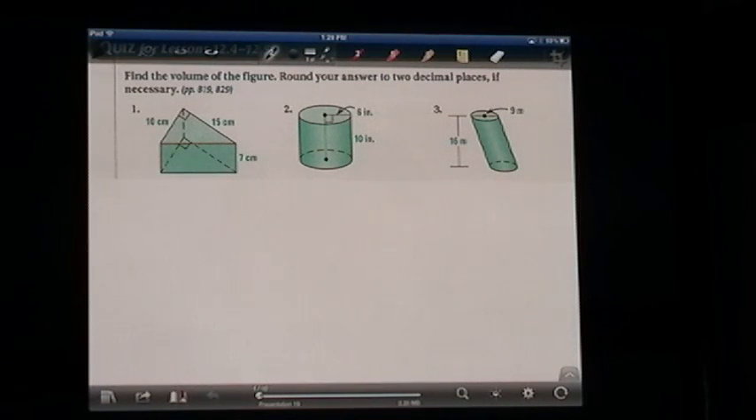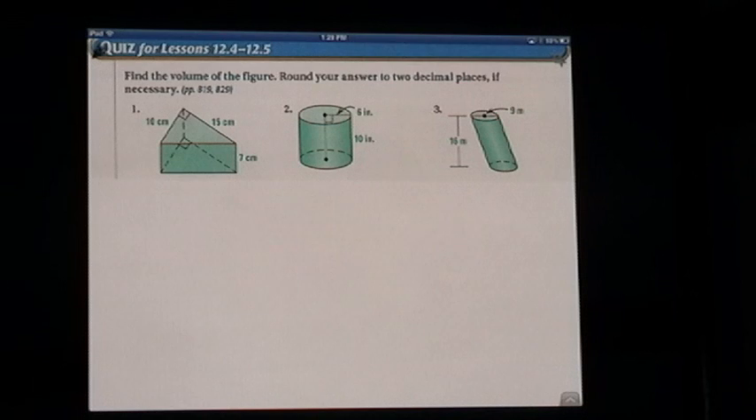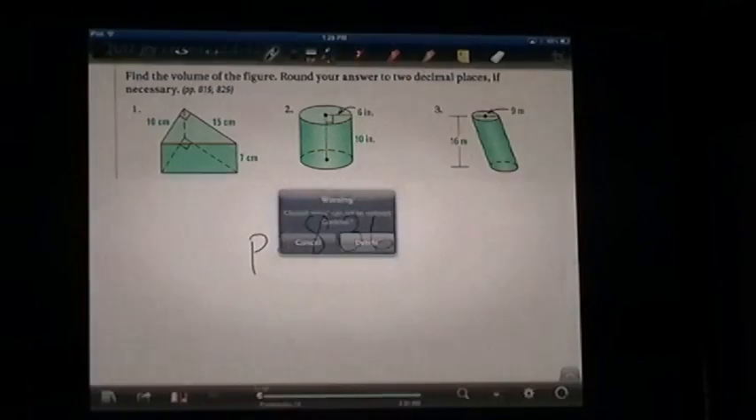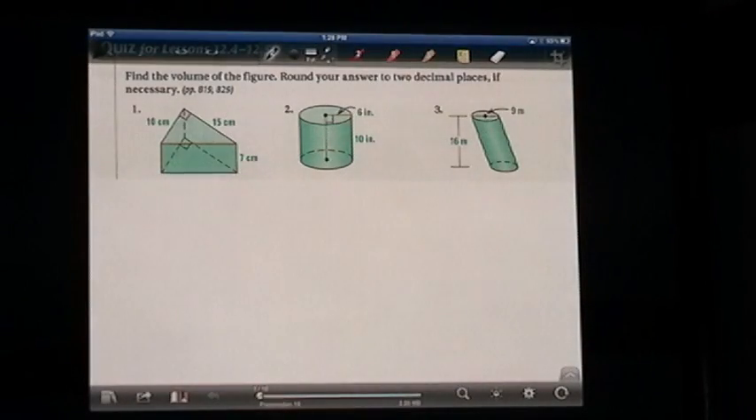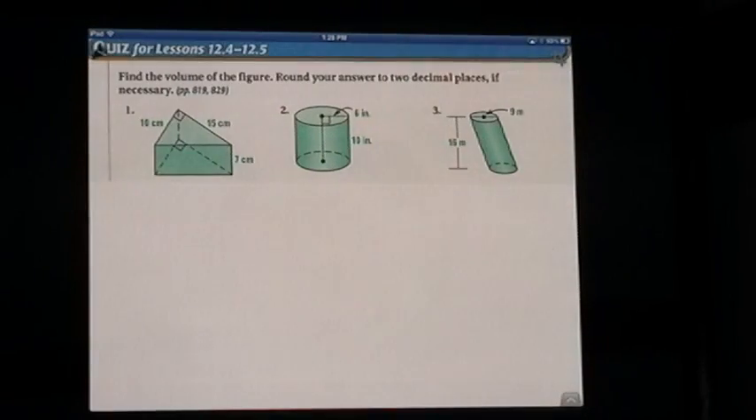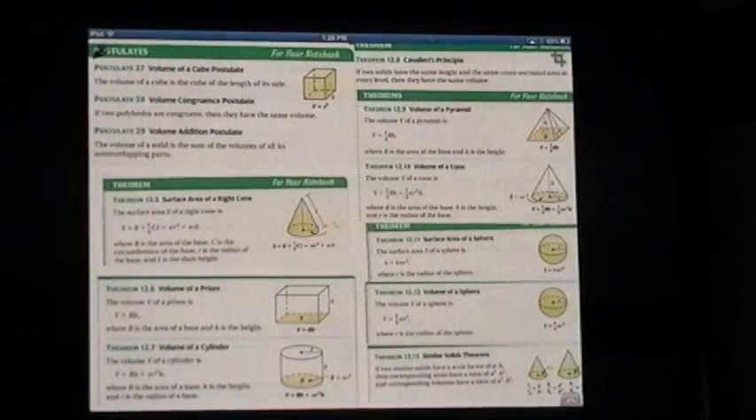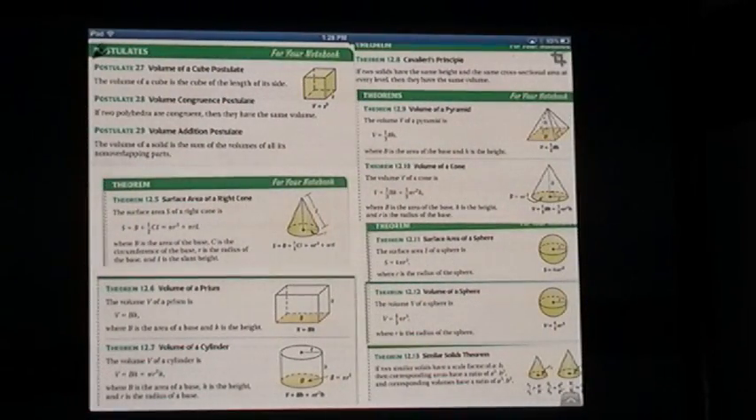We're going to work on the second quiz for Chapter 12, and that's found on page 836. Okay. All right, number 1 says find the volume of the figure. Now, if you look at your theorem list, you want to find the volume of a cube, the volume of a prism.